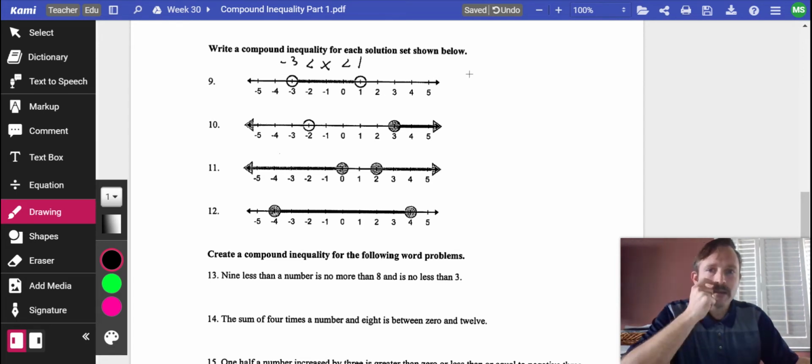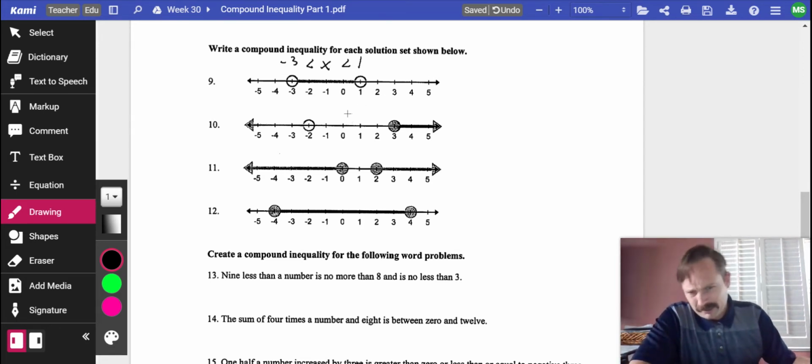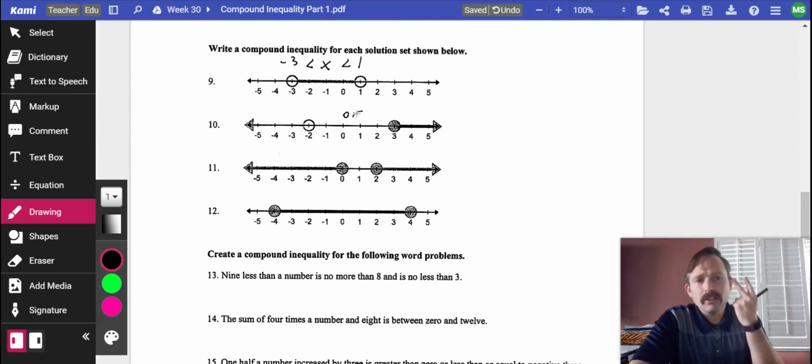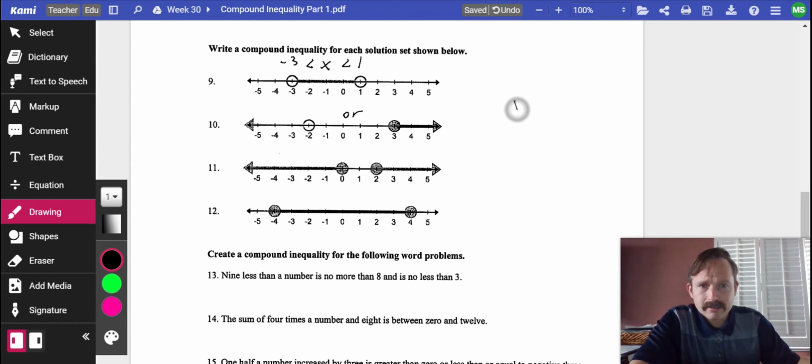We're good. Now, the next part right here, there's space in between. It's not overlapping, so I know it's going to be an or statement. So I know for this one, I'm going to have two inequality statements. I know that x is going to be less than -2, and it includes 3. So I'm going to say x is greater than, I'm going to put this or right here. X is greater than 3.